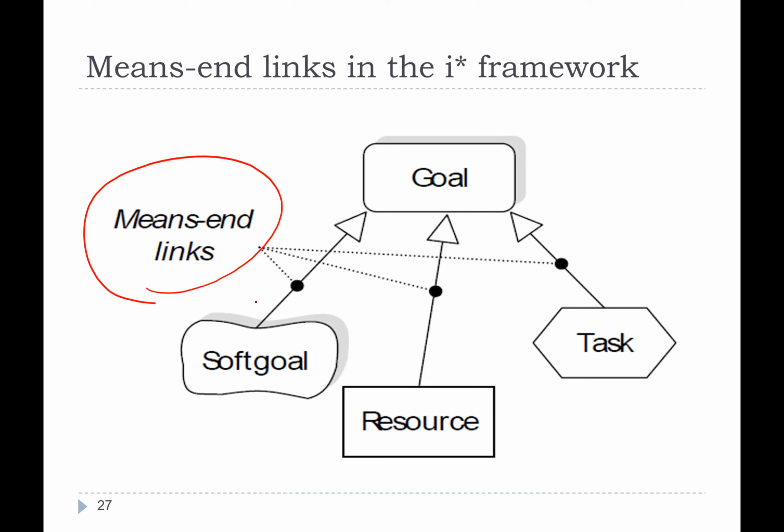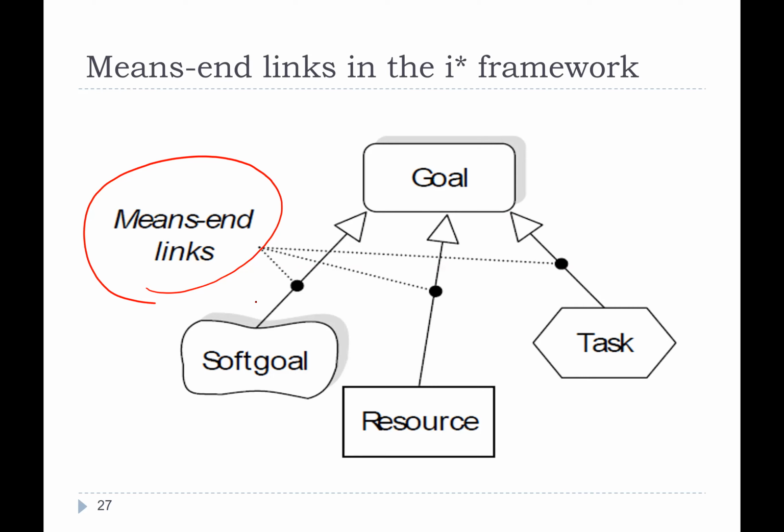And the end that I want to achieve is the goal that you see at the top. Think about it as wanting to make a certain dish, chicken parmesan or whatever. You need the chef, you need the oven, you need the actual ingredients, the chicken, the cheese, or whatever you're going to be using. These are the means to the end. The end is having the dish completed.